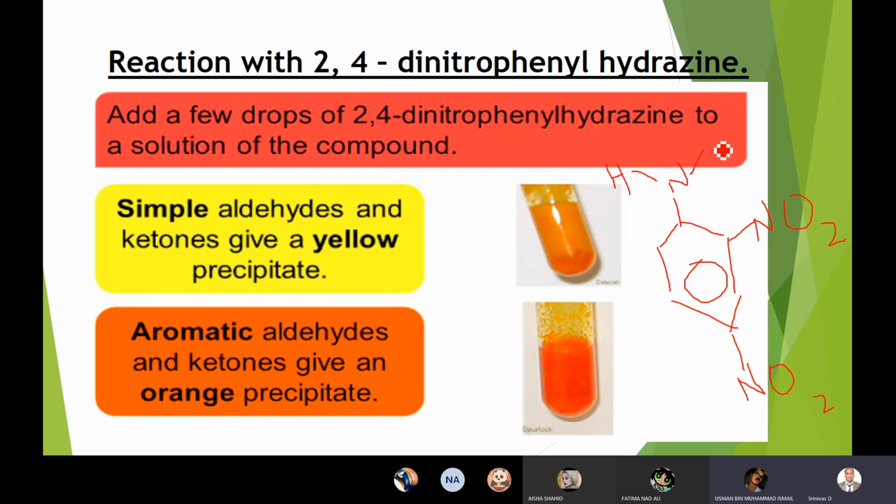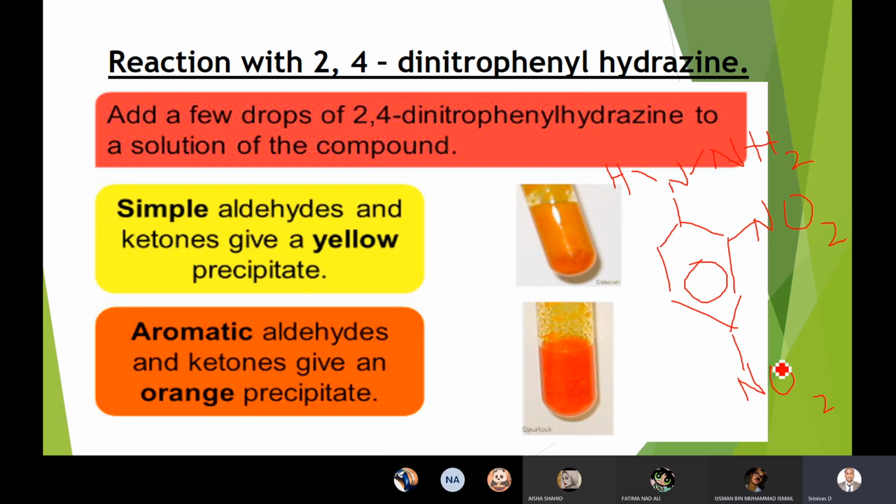Nitrogen will have a lone pair of electrons all the time. Okay, hydrazine, and here NH2, this is your amine group. Am I clear now? Yes. It is so simple to understand the product. Okay, you need not remember everything also.